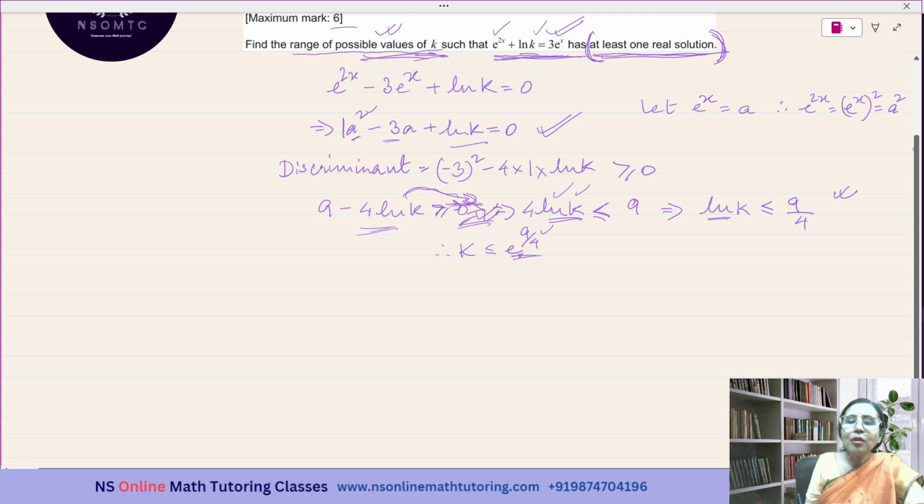Can k be equal to 0? No, it cannot be equal to 0 because we cannot have ln of 0. So k cannot be a negative number. k cannot be equal to 0. Therefore, the values that k can have will be this. k will be a positive number. It will be greater than 0, but it will be less than or equal to e to the power of 9 over 4. Okay. So this is the final answer for this question.